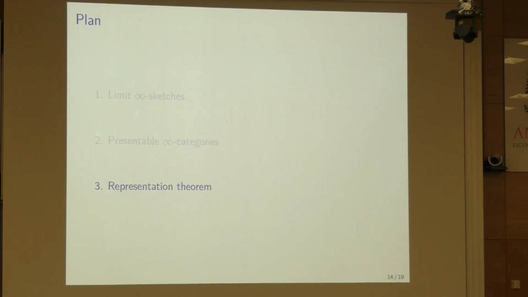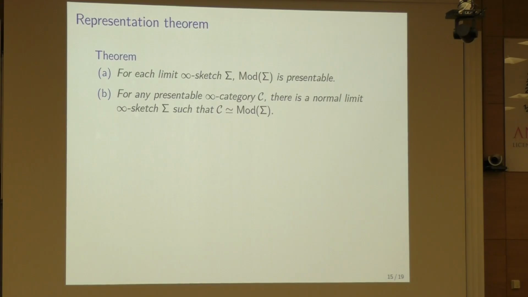So for my last section, let's see what we managed to do with the representation theorem. We basically prove the theorem by two separate implications, because one gives us a little more information. For starters, if we have a limit infinity sketch, we prove that the category of models is presentable in spaces, and then also that if we have a presentable infinity category C, there is always a normal, and therefore realized, limit infinity sketch such that C is equivalent to its models.